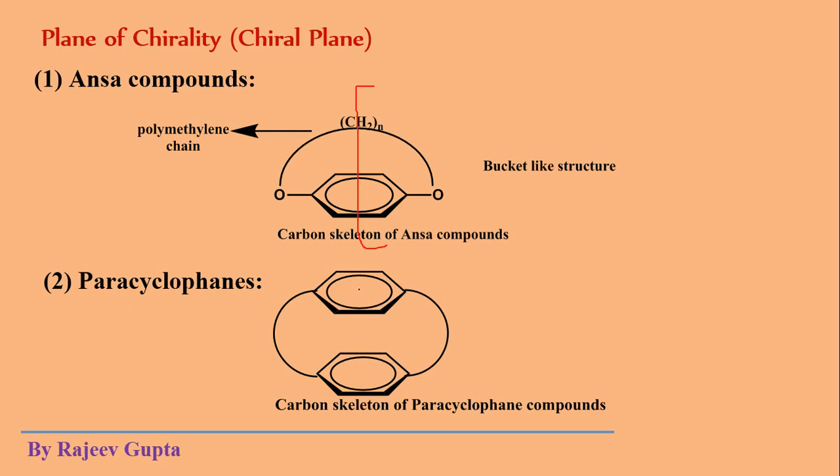In paracyclophanes, 2 benzene rings are directly attached to 2 polymethylene chains. This is the first polymethylene chain, this is the second polymethylene chain. You can imagine this molecule as a sandwich. This is the top side benzene ring, this is the bottom benzene ring. It is just like a sandwich, where this portion is present on wedge and this backside portion is present on dash.